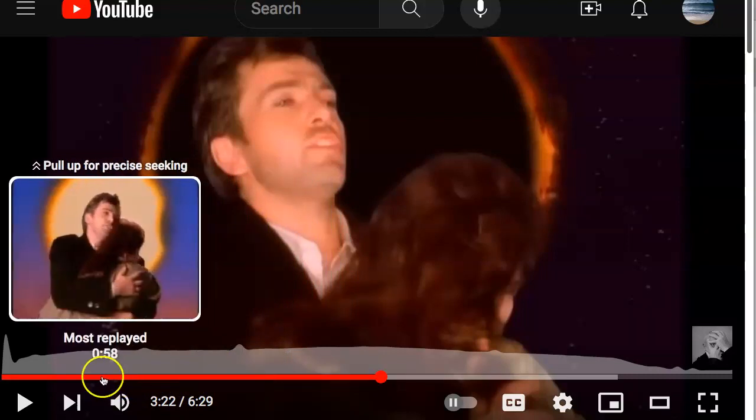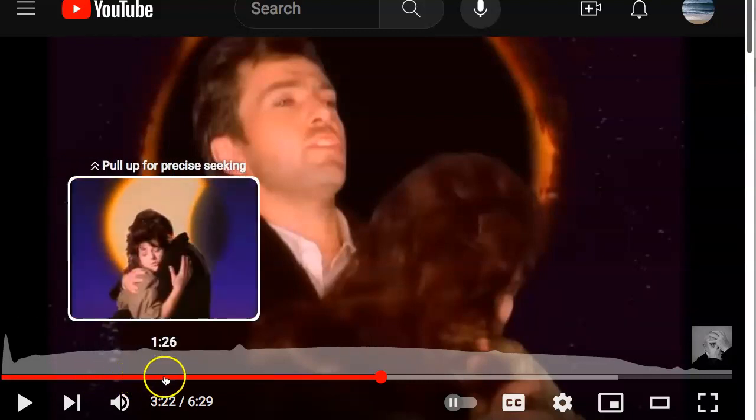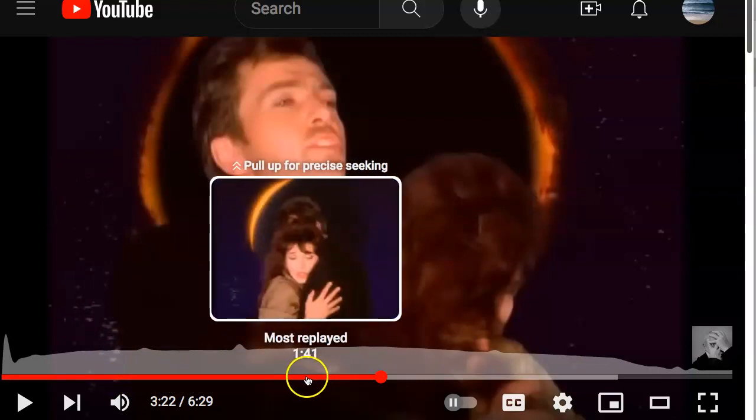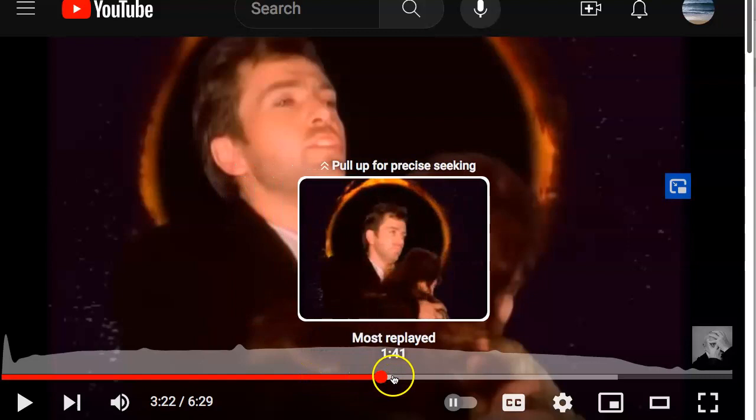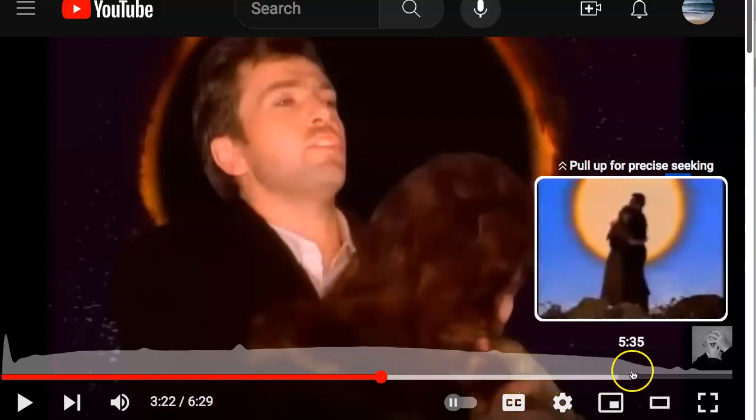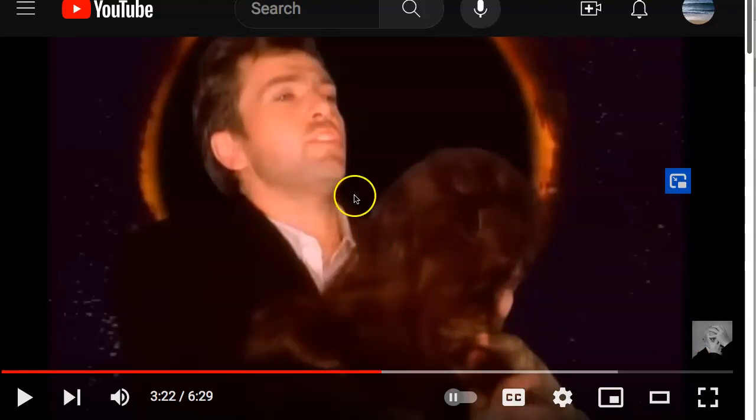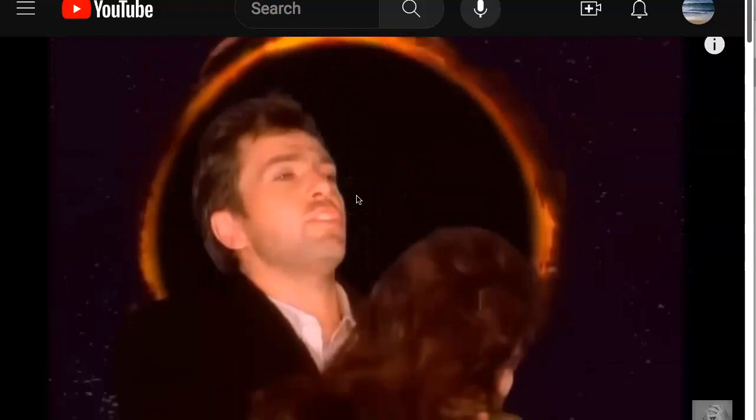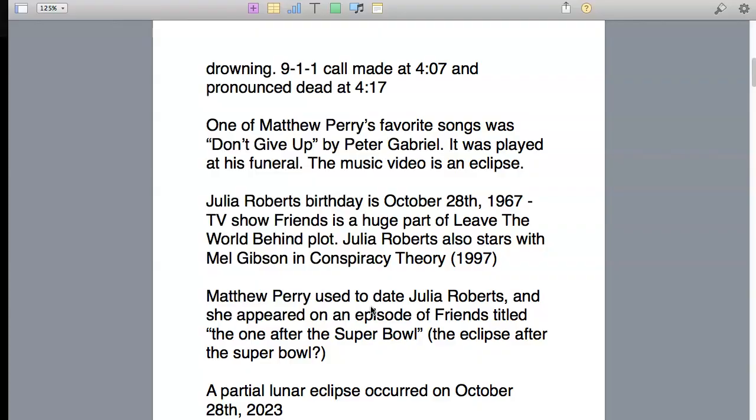But it starts out with the sun, and then slowly the moon comes across and fully eclipses the sun, and then eventually it moves away. So the song, one of Matthew Perry's favorites, that was played at his funeral, is this music video of an actual eclipse taking place. And as I went into in the Leave the World Behind video, there is that infamous sequence where they show a lunar eclipse with the tattered American flag looking like it's about to be destroyed and turn into dust. And they show an eclipse very similar to the one in this Peter Gabriel video.